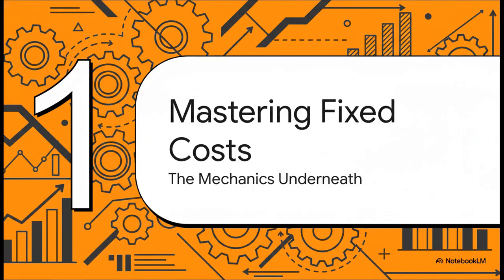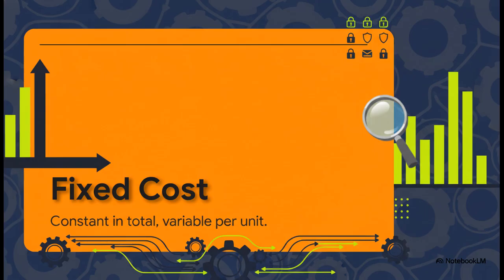All right, Section 1, Mastering Fixed Costs. We're coming right out of the gate with a cost type that catches out the most students. Okay, so here is the absolute golden rule of fixed costs. They remain totally constant in total over a given range of activity, but they actually act like a variable cost per unit. Seriously, I need you to commit this to memory right now. Constant in total, variable per unit.